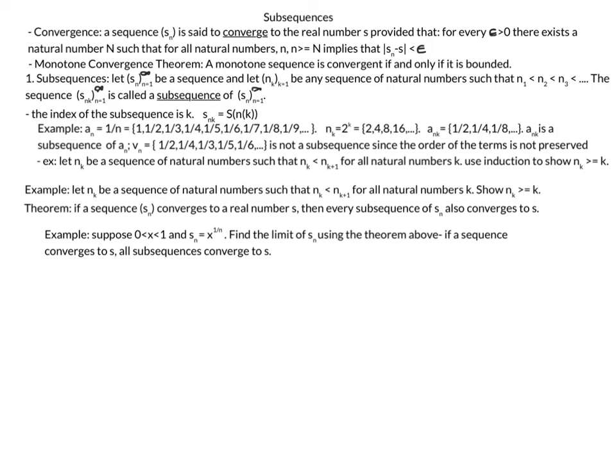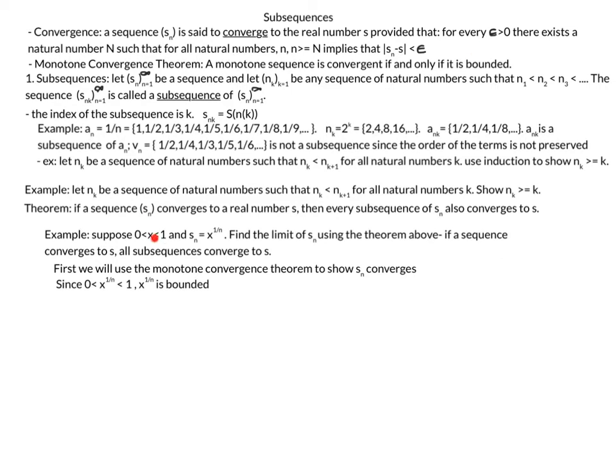Here we have an example using this theorem. Suppose we have x between 0 and 1, and Sn is equal to x raised to the 1 over n. We're going to find the limit using the theorem above. First we're going to use the monotone convergence theorem, which I have up here for your reference, to show that Sn converges. To use the monotone convergence theorem, we need to show two things. One, that the sequence is in fact monotone, increasing or decreasing. In this case, it's increasing. And then we also need to show it is bounded. We are going to start with bounded.